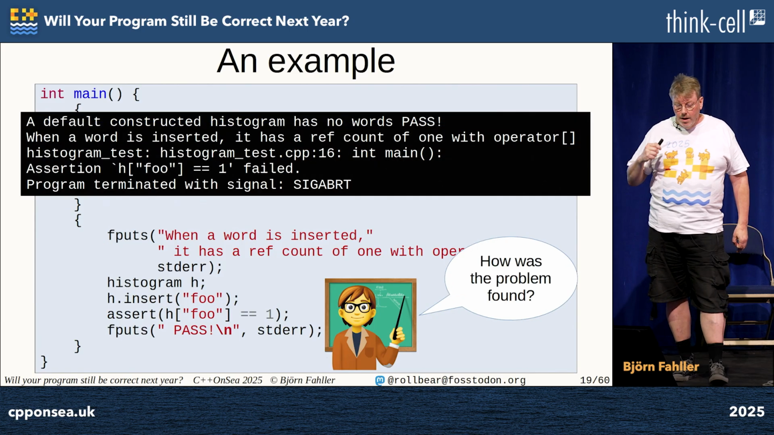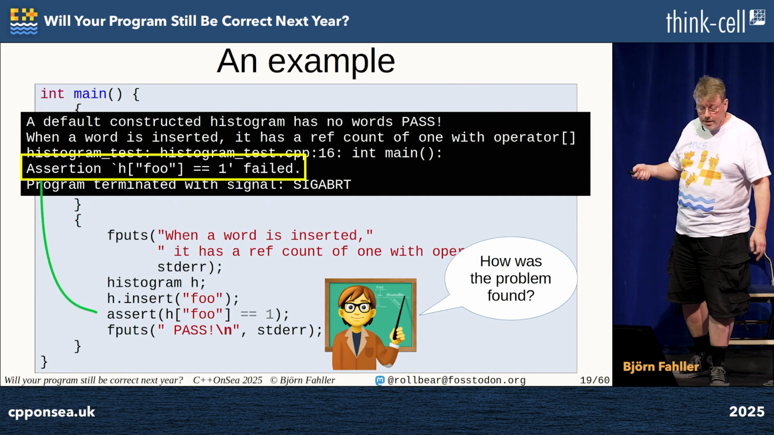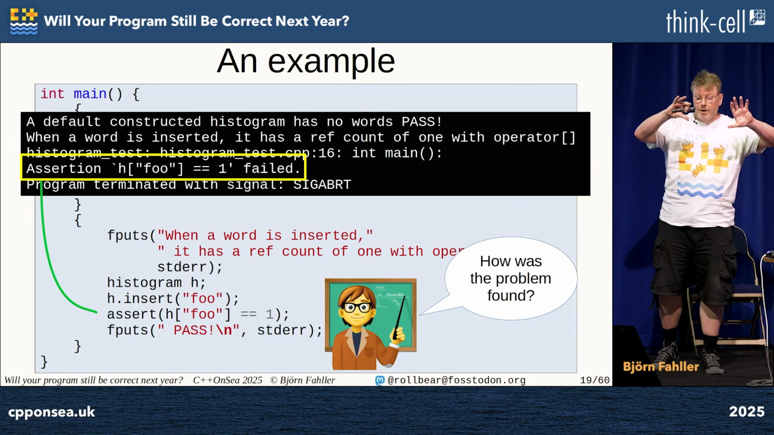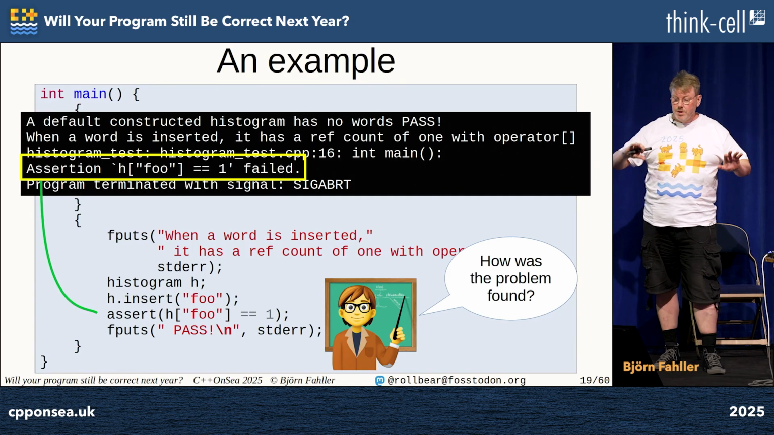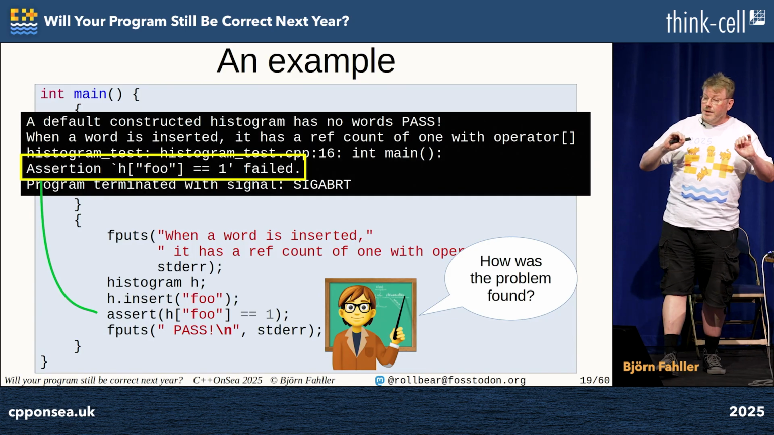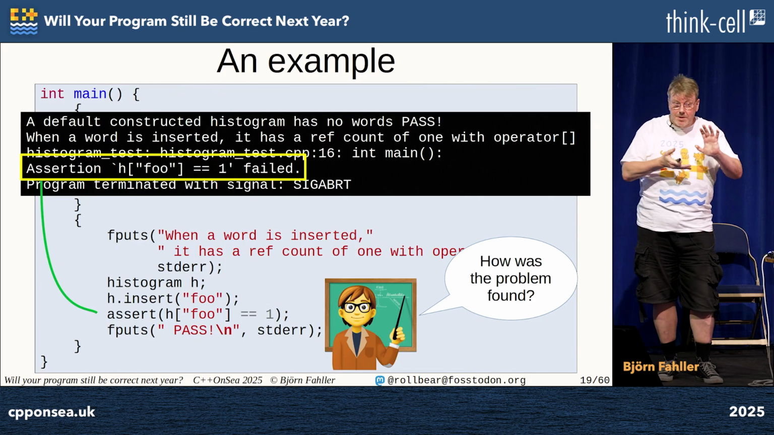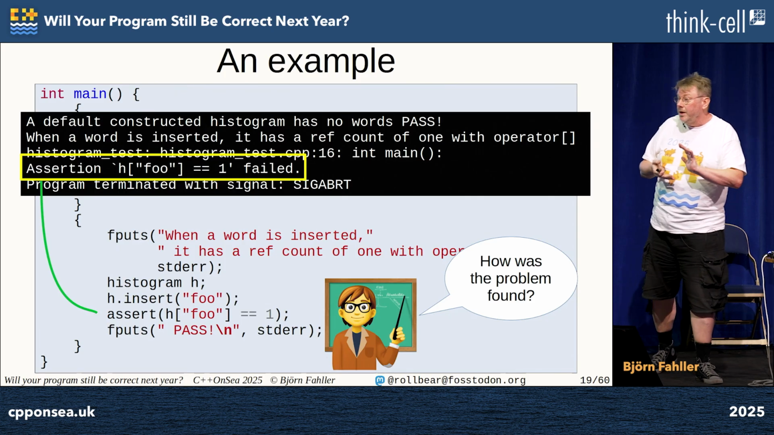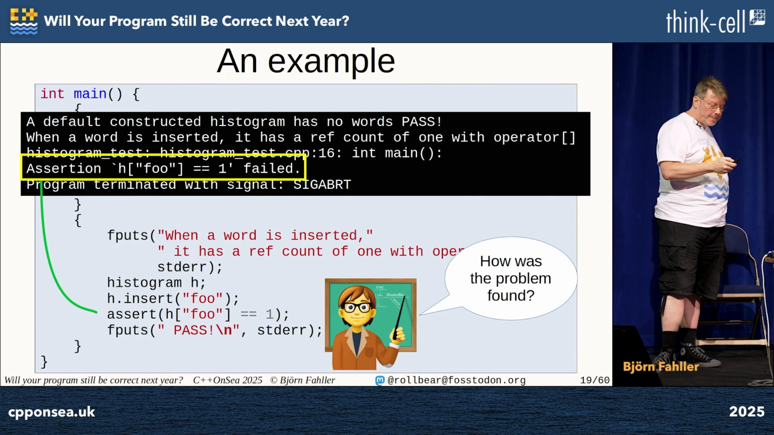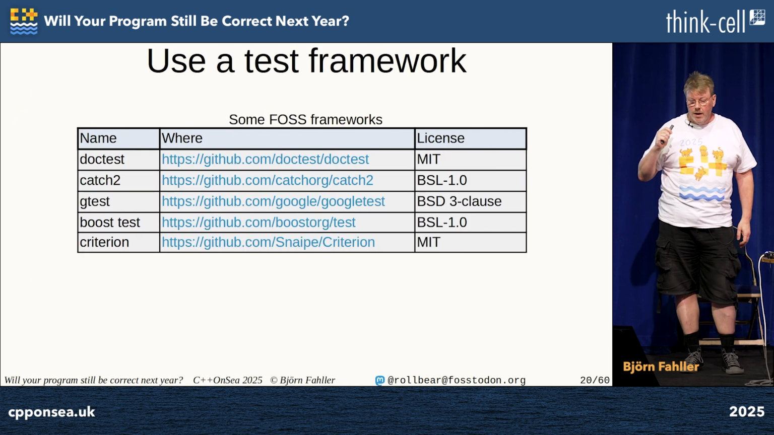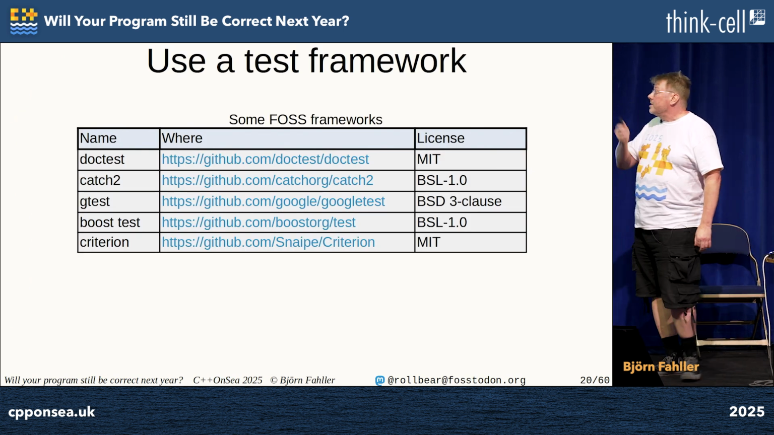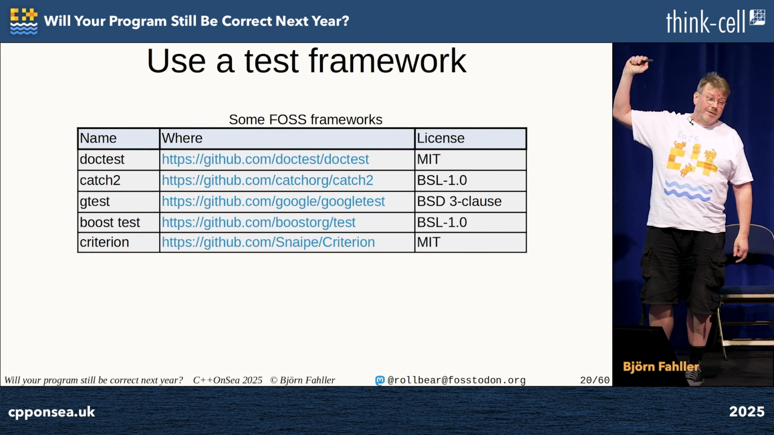Interesting. How was the problem found? Well, h angle bracket foo equals 1 failed. That is not true. We have information here that limits the scope of our detective work. We know what's broken. However, don't do what I just did. Use a unit testing framework.